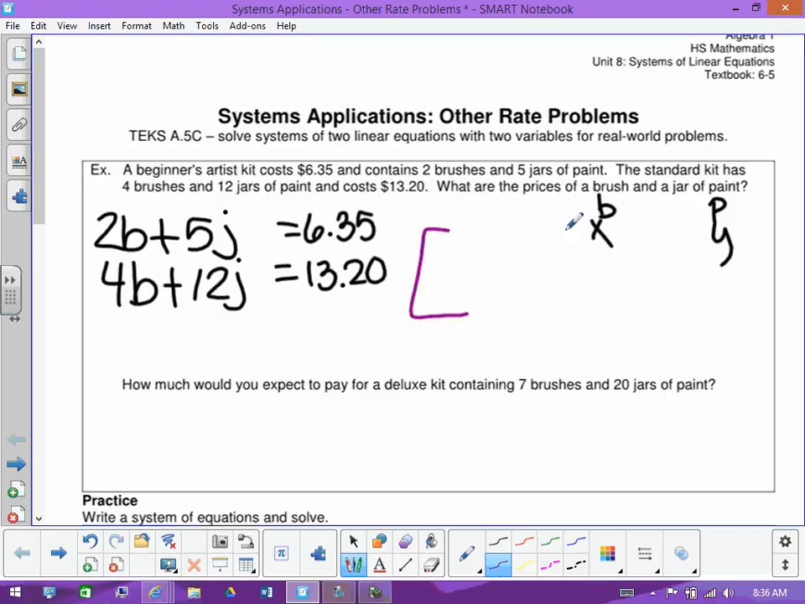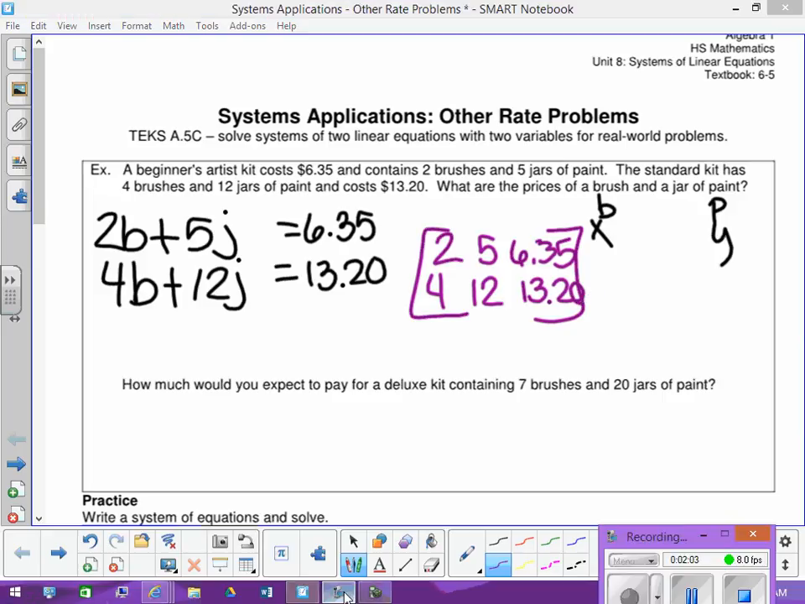So, what would our first row be? Okay, 2, 5, 6.35, and 4, 12, 13.20. Okay, so, look at your own paper. First row, second row. So let's go to our matrices. Here's your steps. If you need them, they're on the yellow sheet. Let's put these in. See what we come up with.